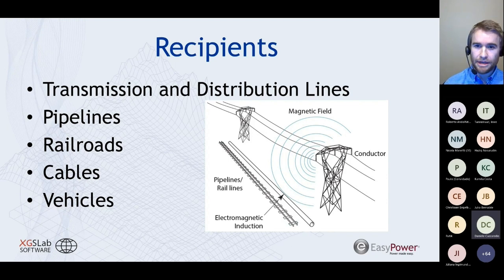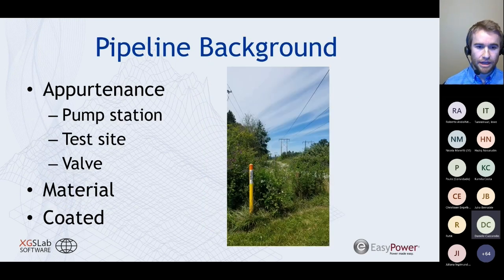Now I want to go into a little bit of detail about pipelines so that people understand some of the construction of those. Usually when we're thinking about AC interference as it relates to a pipeline, we're concerned about appurtenances. These are locations where there are devices related to that pipeline that may be high touch locations or just locations where equipment has additional sensitivity. So this can be pump stations, test sites, valve locations.